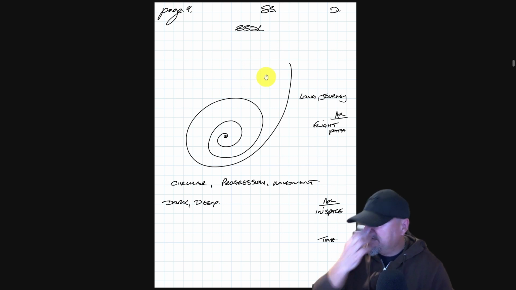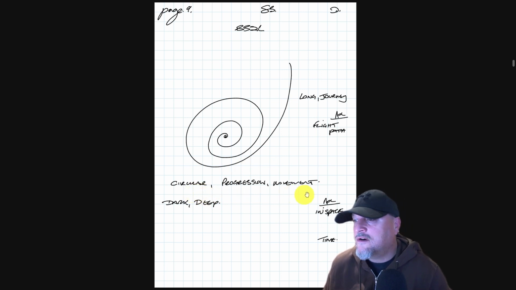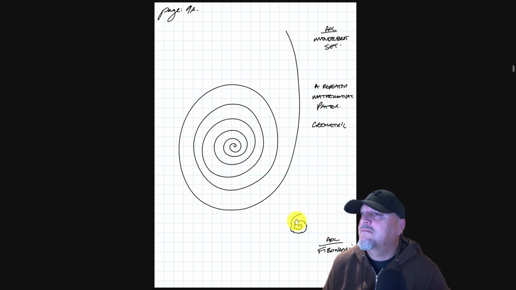Here's a stage 3 sketch, and I'm showing something on a long journey. It feels like it's on a flight path. The flight path feels circular. It's a long progression or movement, in dark and deep, and I felt that this was both in space and in time. So a big journey, a long journey, or a flight path in space and time.